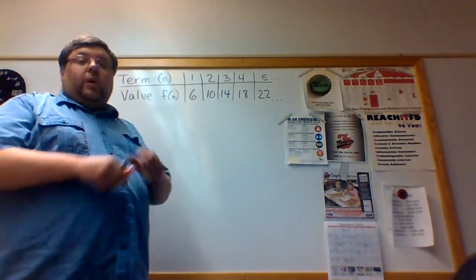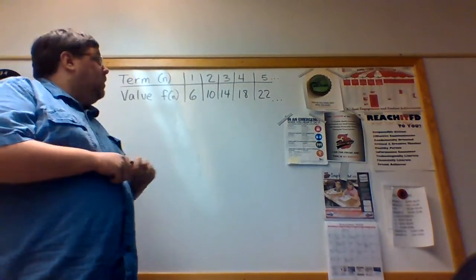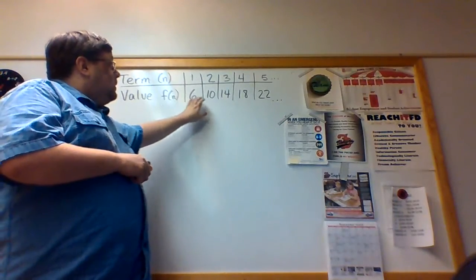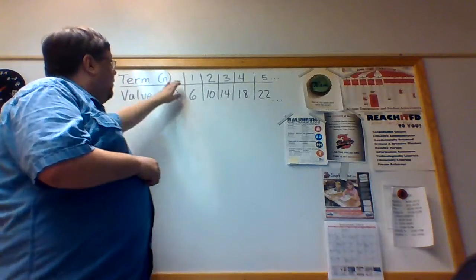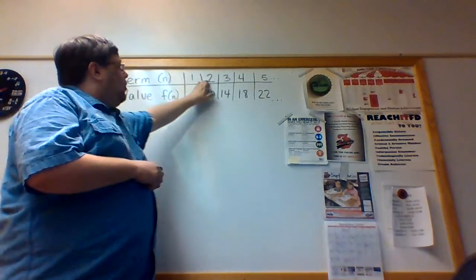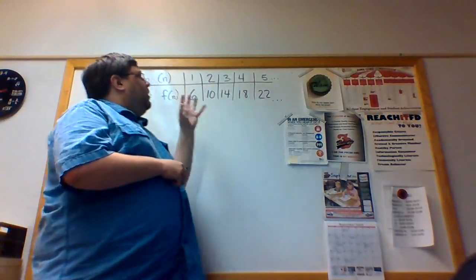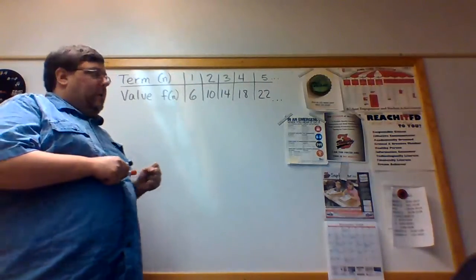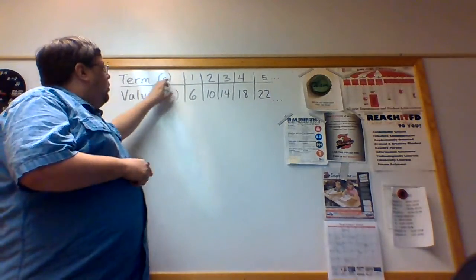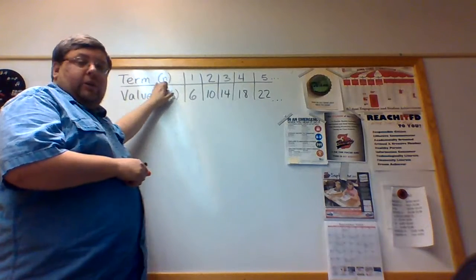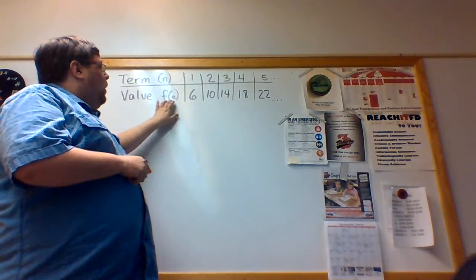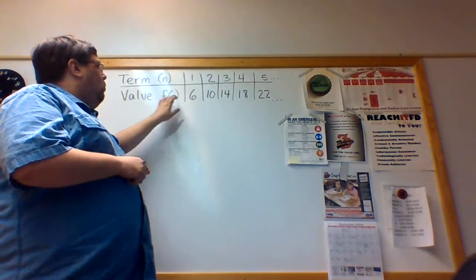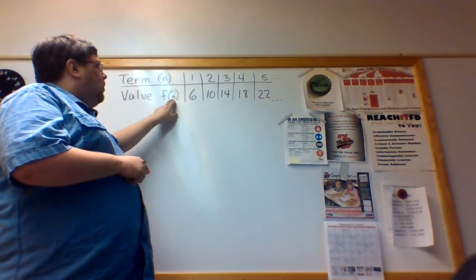All right, so we're going to try to write a recursively defined function for this sequence: 6, 10, 14, 18, and 22. Now you can see above there, I've also got our term number for each term, just so that we make it really clear which term number we're talking about at any time. So the term number, we're going to use the letter n to refer to that. And then the value of that term is going to be output when you input that term number.